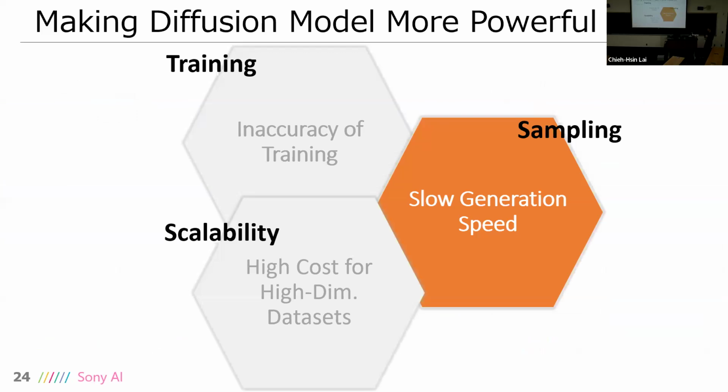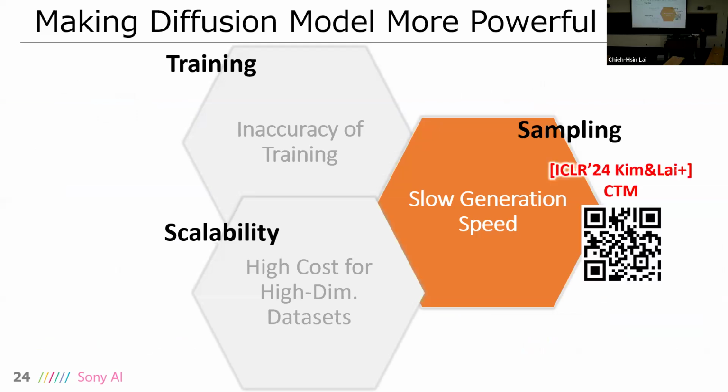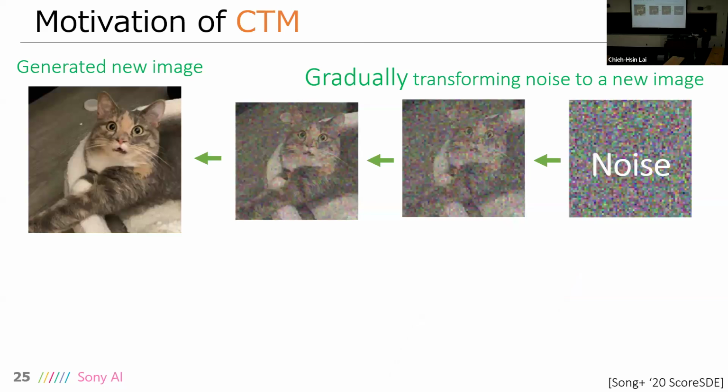Okay, the second one is actually the main research topic nowadays: how to make diffusion model sampling fast. For this, let's step a little behind to see why diffusion model generation is slow. And I will introduce later how we make it fast. And this is our work. Okay, so why is diffusion model generation slow?